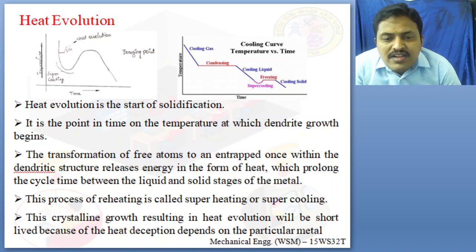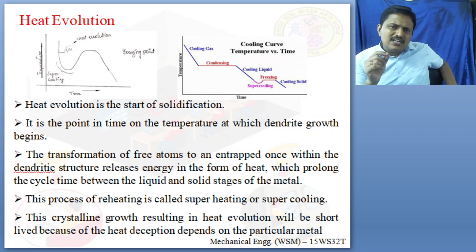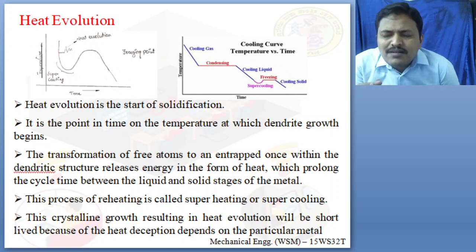It is the point in time and temperature at which dendrite growth begins. From liquid, when it starts becoming a solid, the growth forms. Dendrite growth is formed. A dendrite is just like the trunk and limbs of a tree. It appears like that, but you should imagine it as a similar fashion to a plant. It will be in a metal.